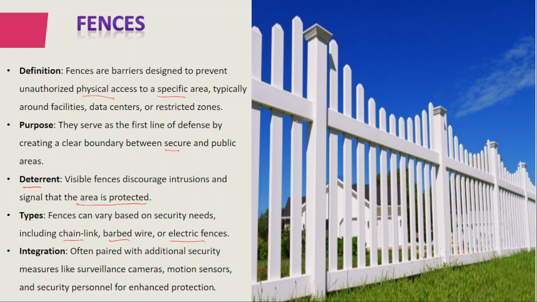This one looks like it is made of wood or plastic. So it can be of barbed wire. You can also install barbed wire on a heightened fence to even prevent intrusion. Fences are often paired with additional security measures like surveillance cameras, motion sensors, and security personnel for enhanced protection. You can install a motion sensor over here, so anyone crossing this fence will set off an alarm that the perimeter fence has been breached.